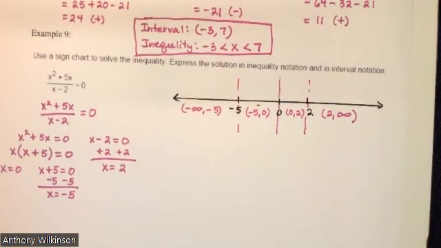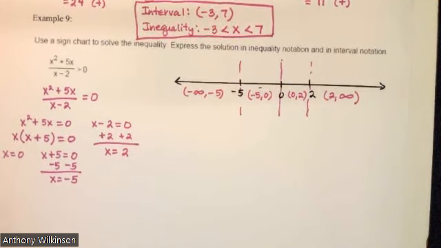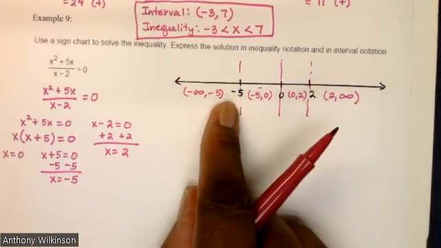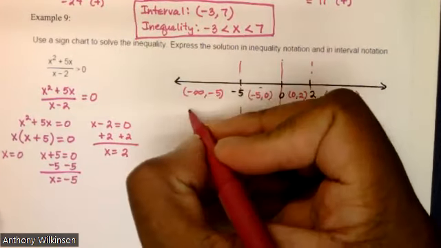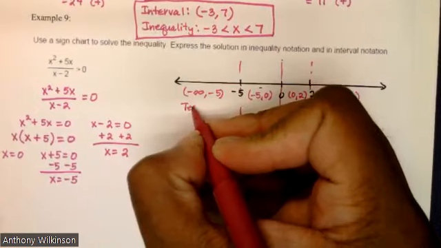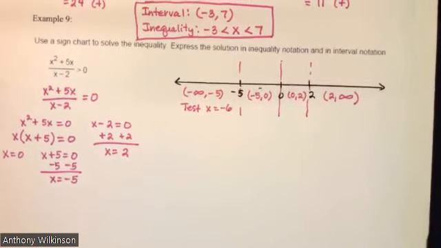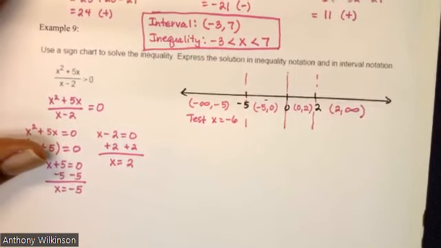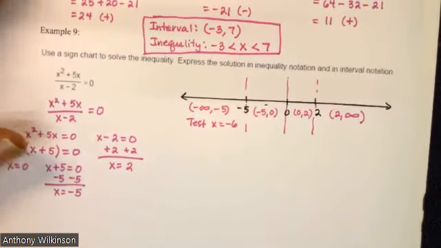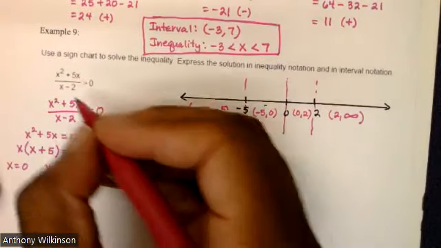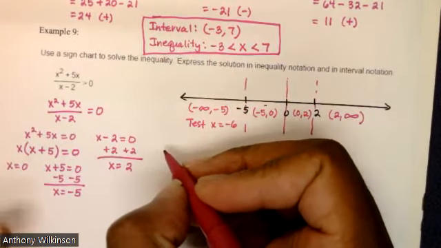And now in this case here, we're going to select a test value or test number for each interval to determine whether the function is positive or negative in that interval. So like from negative infinity to negative 5, I'm going to pick x equal negative 6. So I'm going to test x is equal to negative 6. So that means here I'm just going to substitute, and I'm going to treat this as f of x.